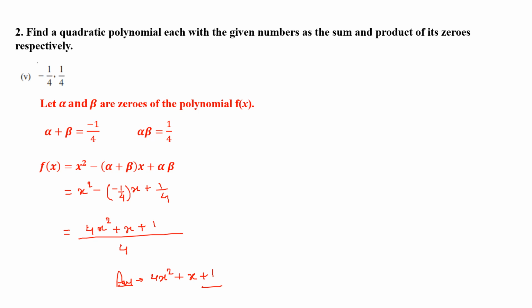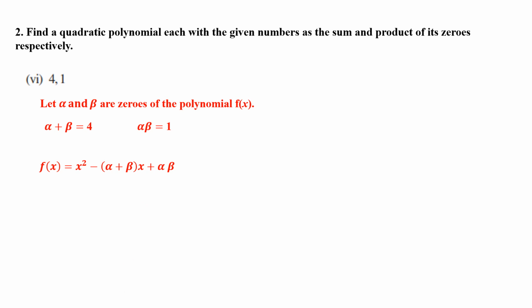Now moving to the last question of this question number 2. It is 4 comma 1. So again if I assume alpha and beta are the zeros of the polynomial. So sum of the zeros are 4, product of the zeros are 1. So the polynomial will be x square minus sum of the zeros times x plus product of zeros. So x square minus 4x plus 1. So this will be your quadratic polynomial.